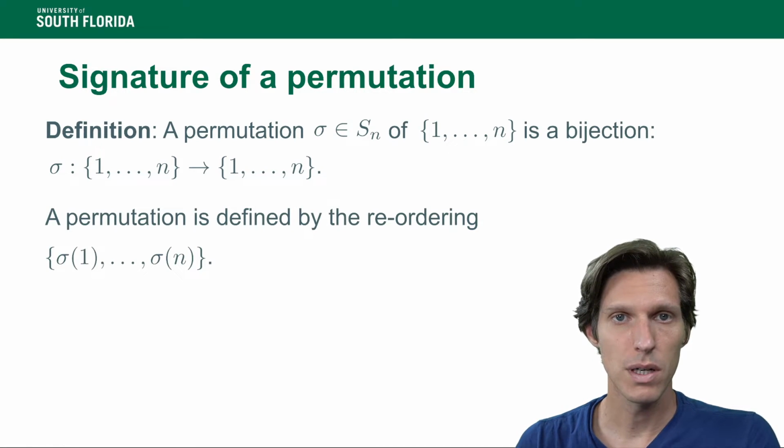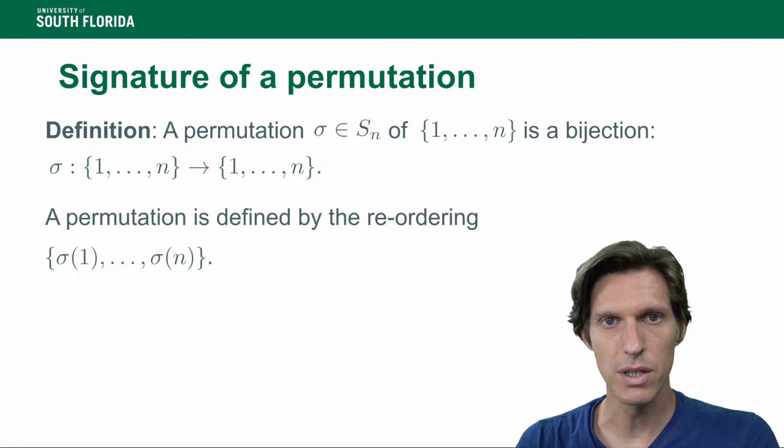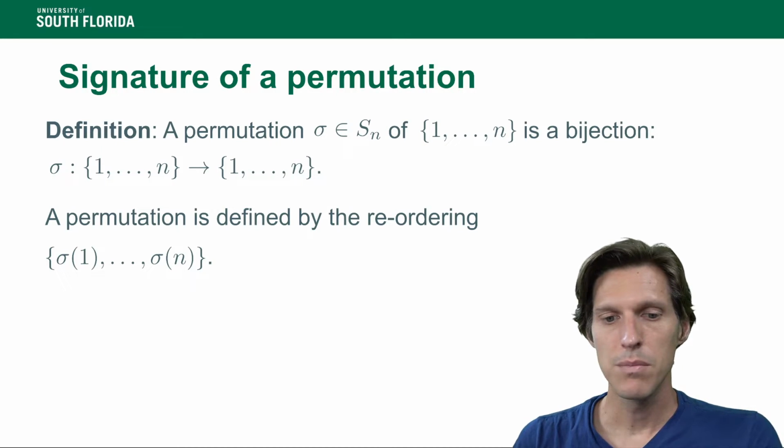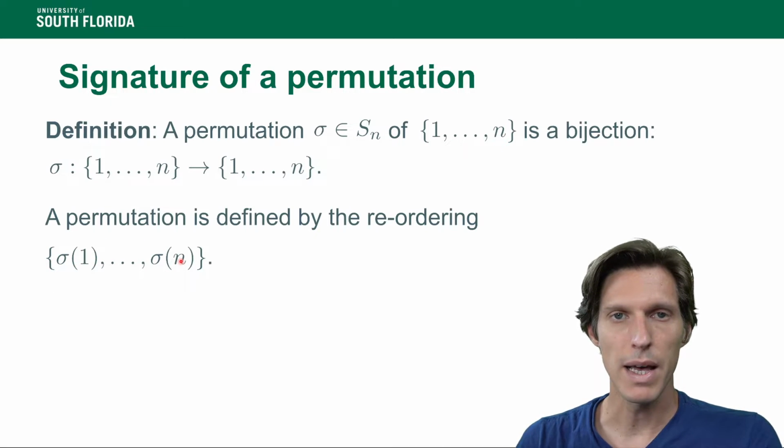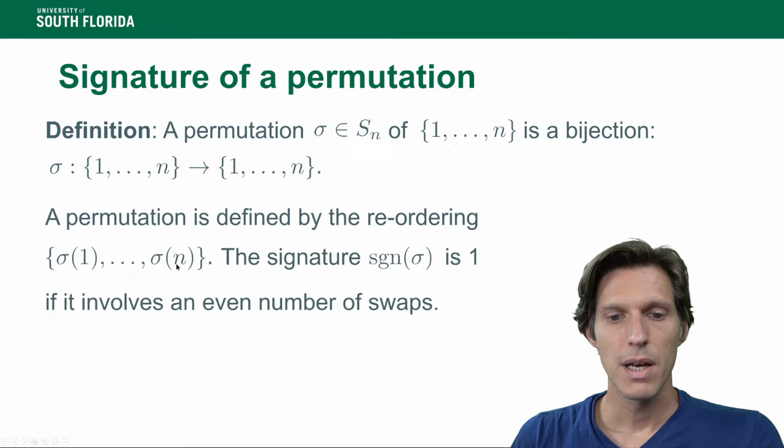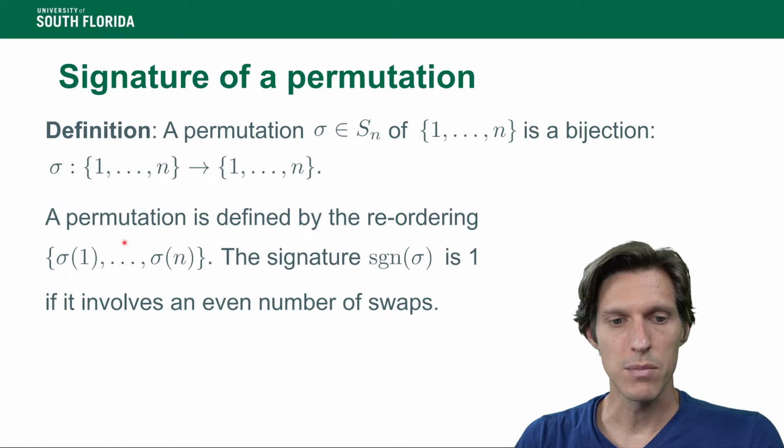Now, every permutation of 1 to n can be defined by the reordering of the elements 1 to n. So sigma 1 to sigma n is going to be a shuffling, basically, of the integers between 1 and n, okay? And we define the signature of sigma as 1 if the reordering involves an even number of swaps between elements in 1 to n, otherwise it's minus 1.